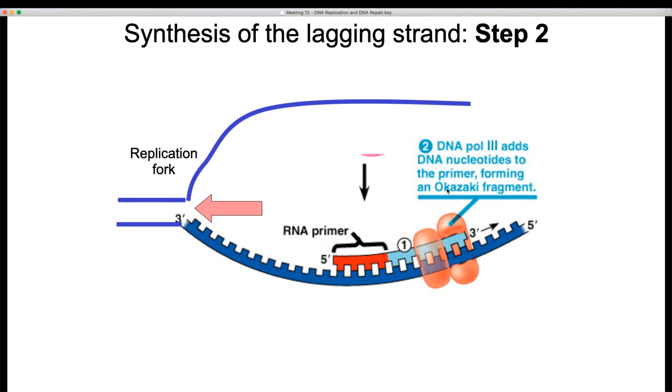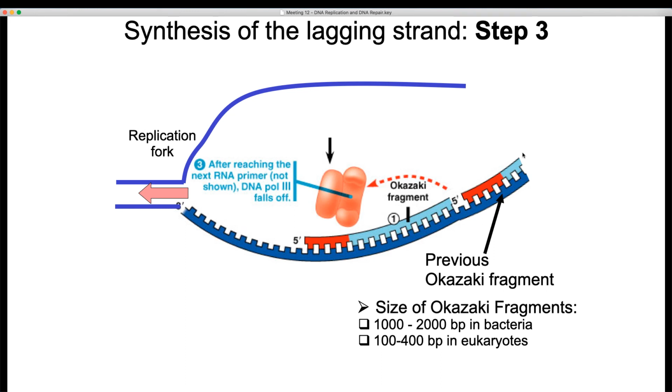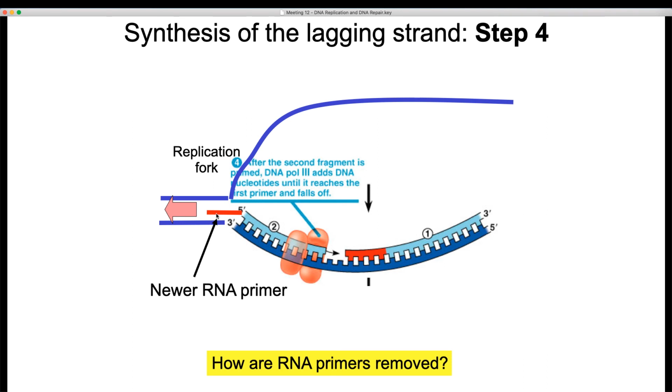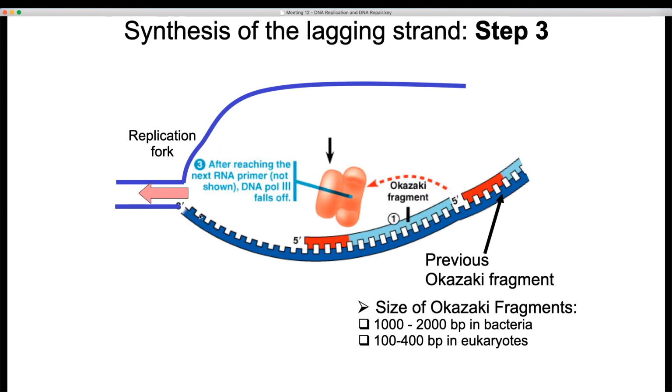These are called Okazaki fragments. So here's our previously laid down Okazaki fragments. This is the one that we were working on, and it reads, writes, reads, writes until it bumps into the beginning of that previous Okazaki fragment. Done. Falls off. Okay? And then we're going to have another primer that's going to be laid right up here.